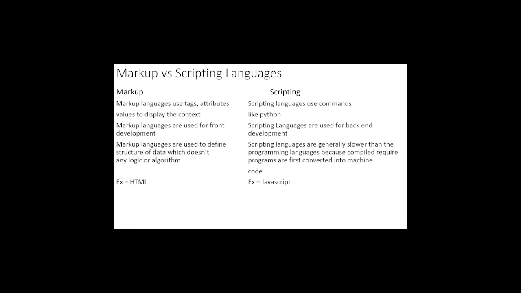Now we come to markup versus scripting languages. Scripting languages use similar commands to Python. Markup languages are used for front-end development, so basically what you're seeing on screen when you go to a website. Scripting languages are used for back-end development. So basically if you click anything on the website, it says waiting for something in the corner. So that's the backend development, the processing part. Markup languages are used to define structure of data which doesn't use any logic or algorithm. Scripting languages are generally slower because they need to be compiled, as in translated to machine code zeros and ones. An example of a scripting language is JavaScript.